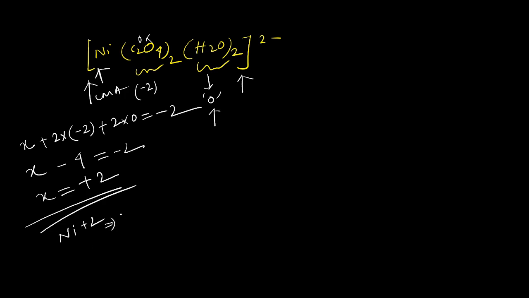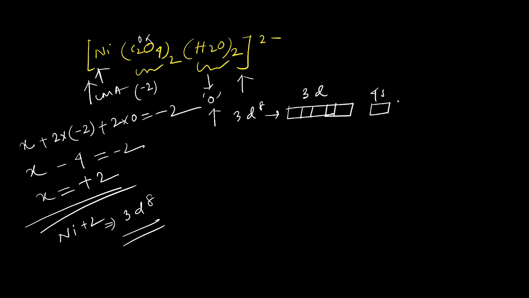So its electronic configuration becomes 3d8. If I open this 3d8 electronic configuration, it becomes like this: 1, 2, 3 and 4. This is 3d8 and this is 4s, this is 4p, right? And this is 4d, 1, 2, 3 and 4.